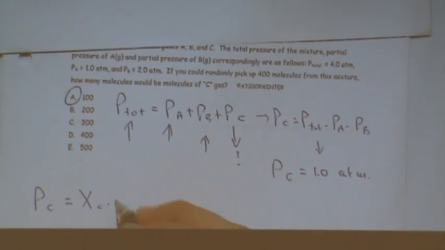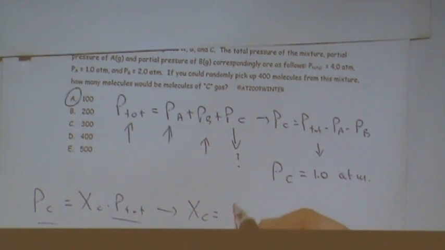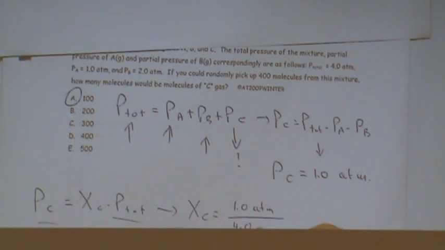relates to number of molecules of C through what? The mole fraction. You know any equation that relates the partial pressure with mole fraction. That's the definition of partial pressure in a mathematical way. It is the mole fraction of C times the total pressure. Isn't that right? And we know both this and that, so I can find out the mole fraction of C. So mole fraction is what?